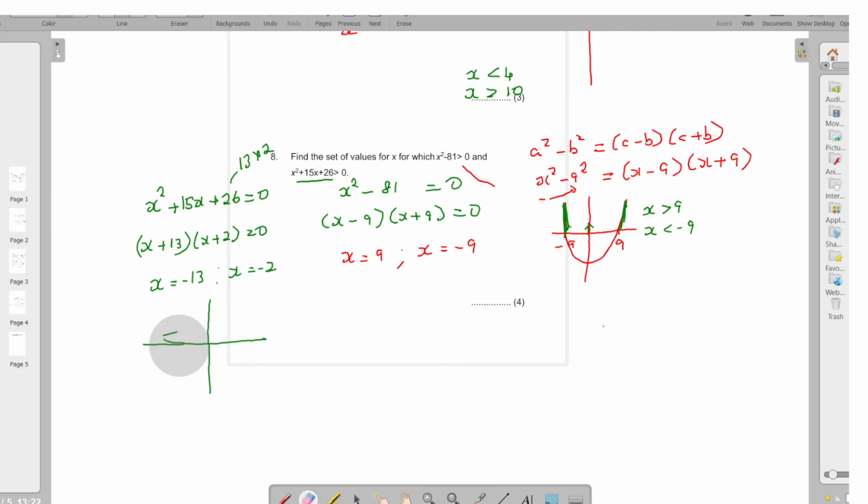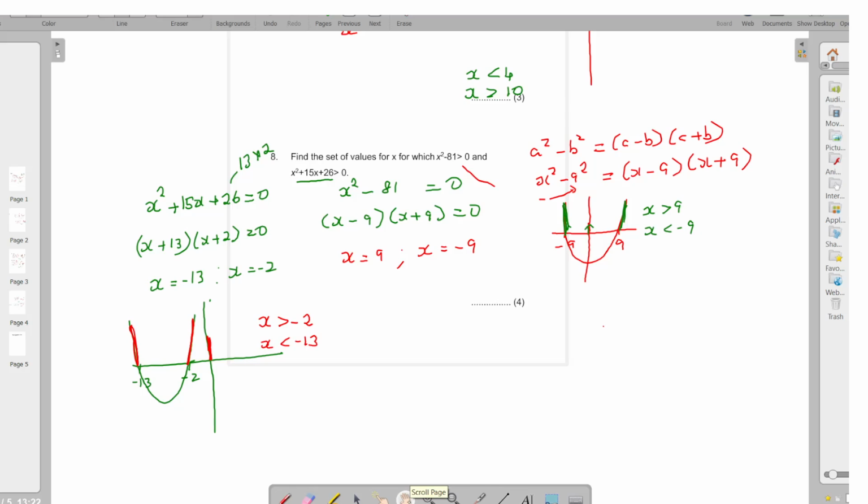Let's do that again. This is minus 13, this is minus 2. So the graph is going to go like that and is greater than 0. So we know the greater than 0 is that part. So it has to be that and that. So we could say here x is greater than minus 2 and x is less than minus 13. We have got two inequalities.